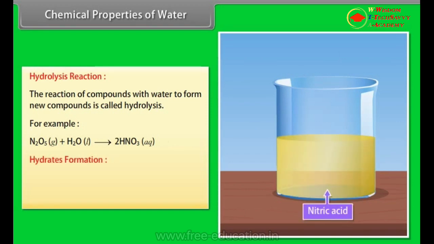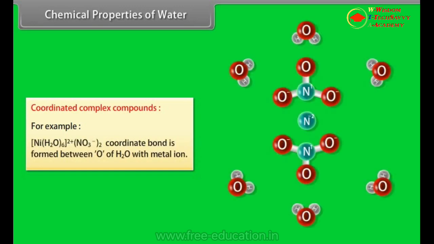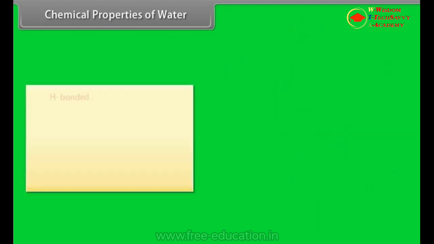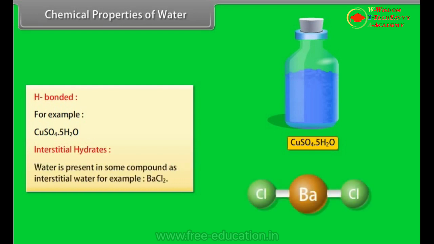Hydrates formation. Water forms hydrates with metal salts. There are three main types. Coordinated complex compounds. For example, nickel 2 nitrate hexahydrate. Coordinate bond is formed between O of H2O with metal ion. H bonded. For example, copper sulfate pentahydrate. Interstitial hydrates. Water is present in some compound as interstitial water. For example, BaCl.